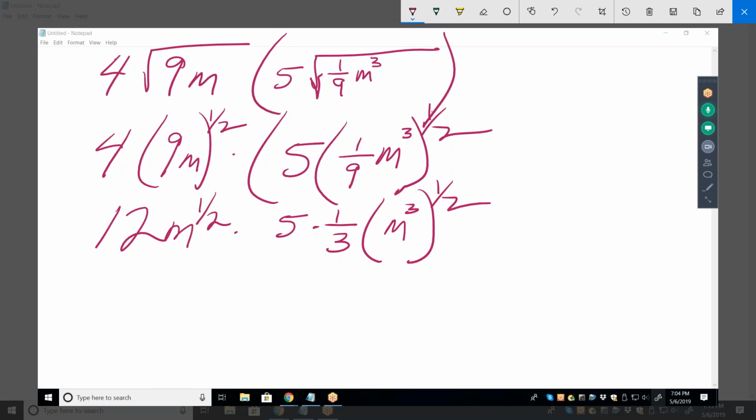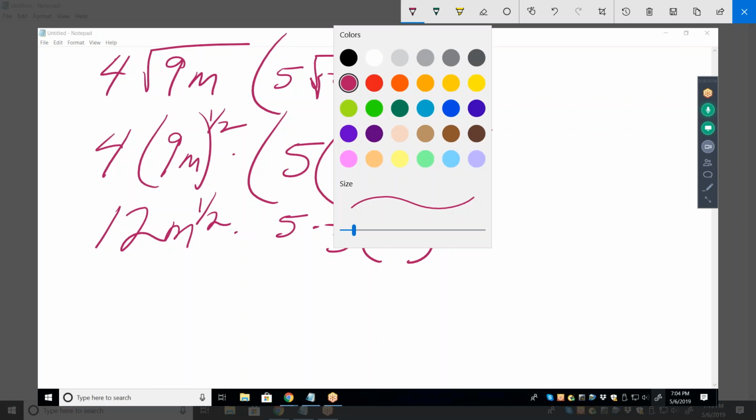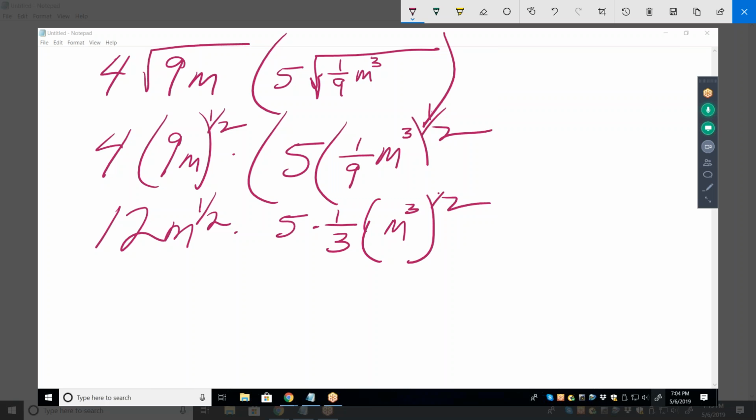Now I can apply my rules of exponents. What does m cubed to the 1/2 turn into? So wait, hold up. How did you get 12m to the 1/2? Okay, this 9 right there, the square root of that is 3. 3 times 4 is 12. And what's left over is m to the 1/2. Right. I did the same process on the second part.